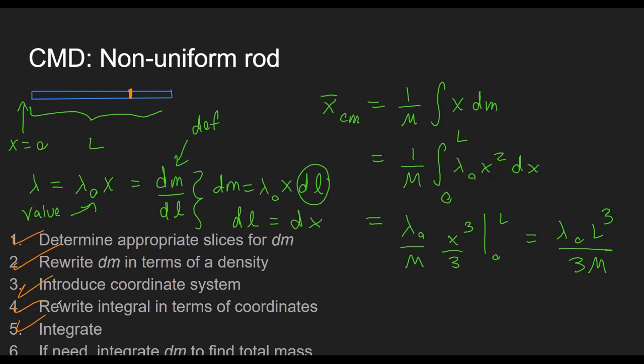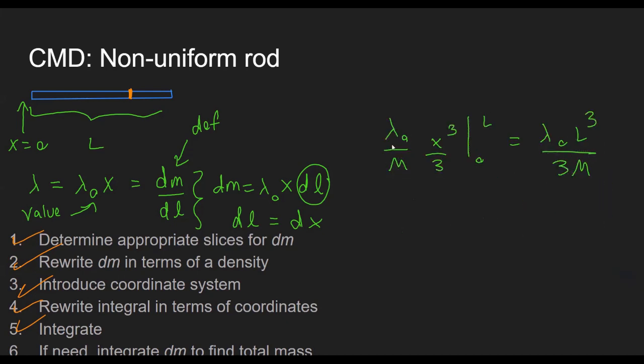I forgot to check off as we went along, but that completes us through step 5. But this time, notice that we haven't been directly given total mass. So we're actually going to have to apply the second half of our definition for continuous mass distributions, namely that m total is equal to integral dm. Well, integral dm, as we've just seen, is lambda naught x dx.